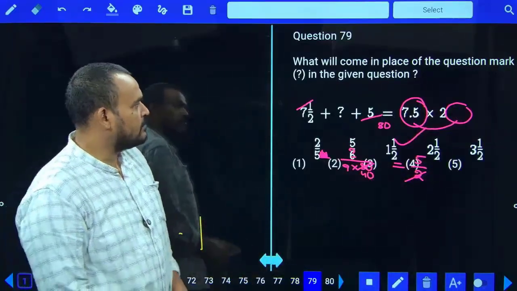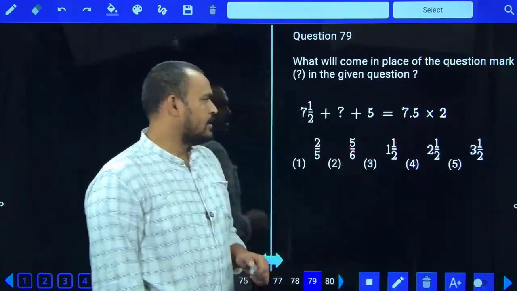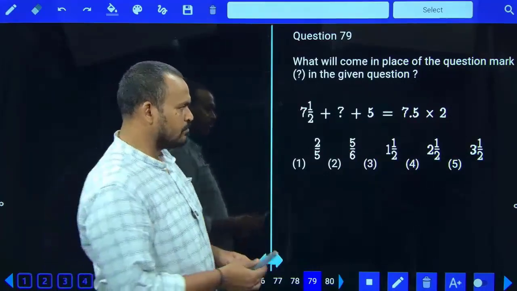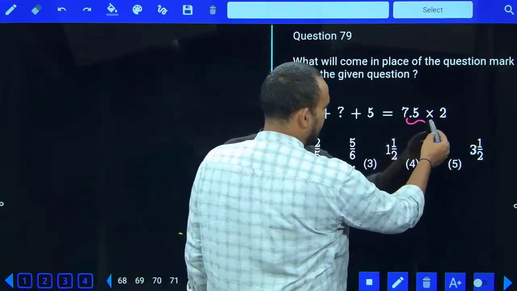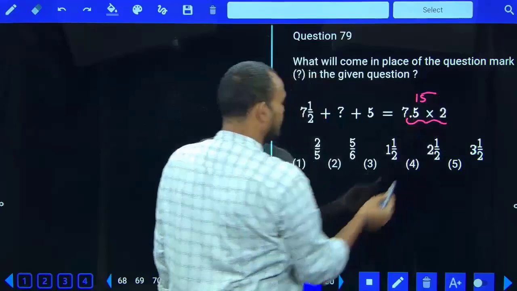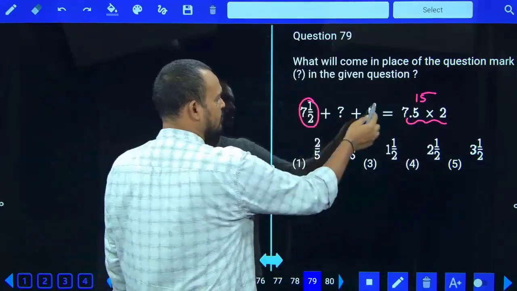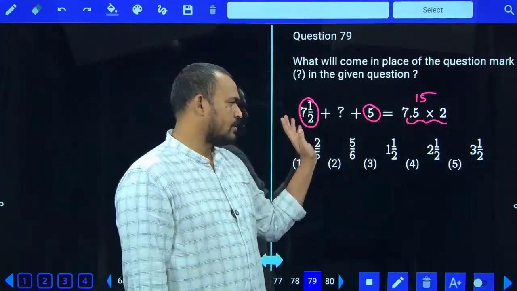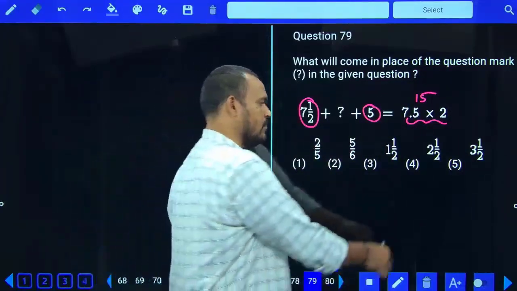Next question number 79. 7 and half plus something plus 5 is equal to 7 and half multiplied by 2. What is the right hand side value? 7 and half 2 times means how much? 15. Left hand side 7 and half plus 5, how much? 12 and half. Out of 15 we are subtracting 12 and half. What are the remaining? 2 and half.